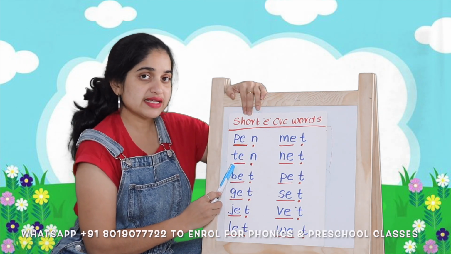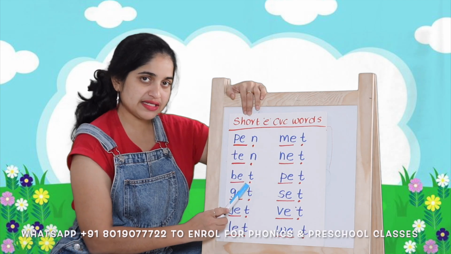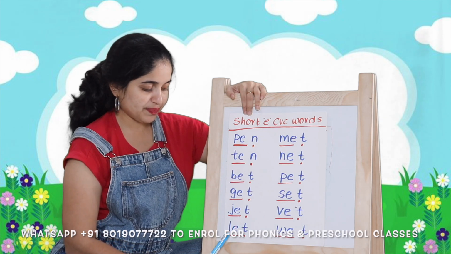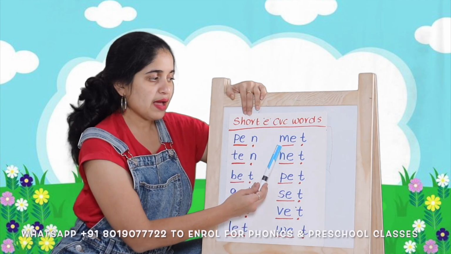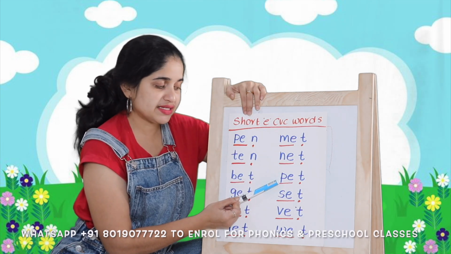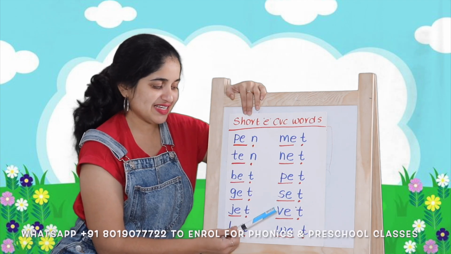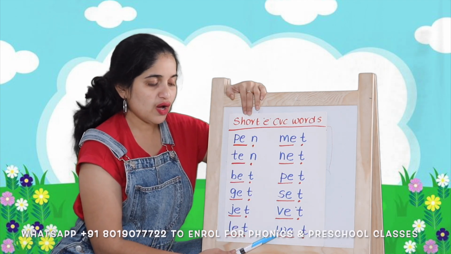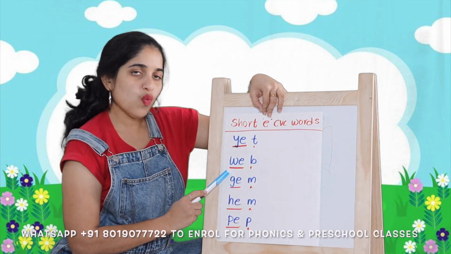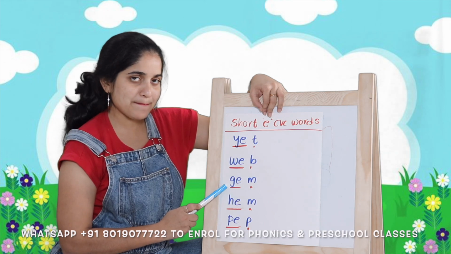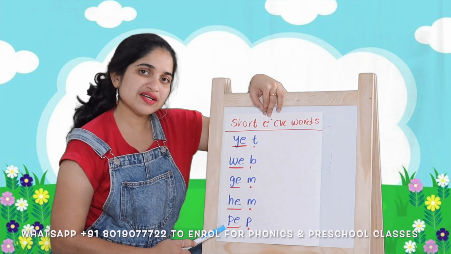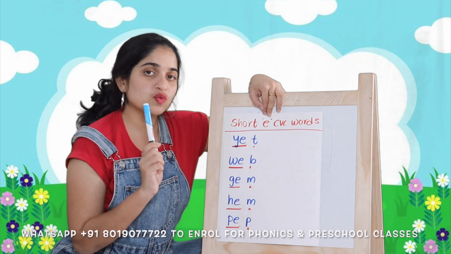Pen, ten, bet, get, jet, let, met, net, pet, set, vet, wet. Then yet, web, gem, hem, pep. So we are done with the short E 3-letter words as well.